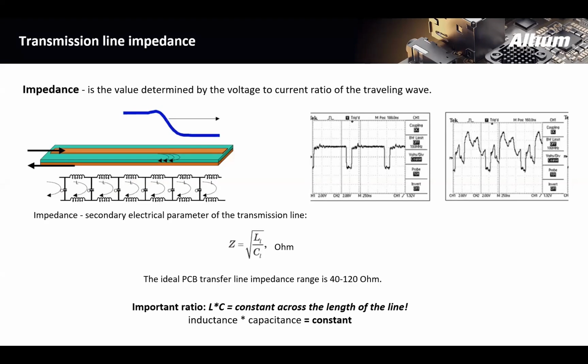One thing we want to look at here, you can see real quick that if your capacitance is going up, that value is going to get smaller, your impedance is going to get smaller. The ideal PCB transfer line impedance is between 40 and 120 ohms, certainly 50 ohms, a big one. The thing to remember is because we are using a consistent cross-section, or so-called homogeneous transmission line, the good news is that this important ratio is constant throughout the line, and we only need to be worried about the impedance and not the length of the line.